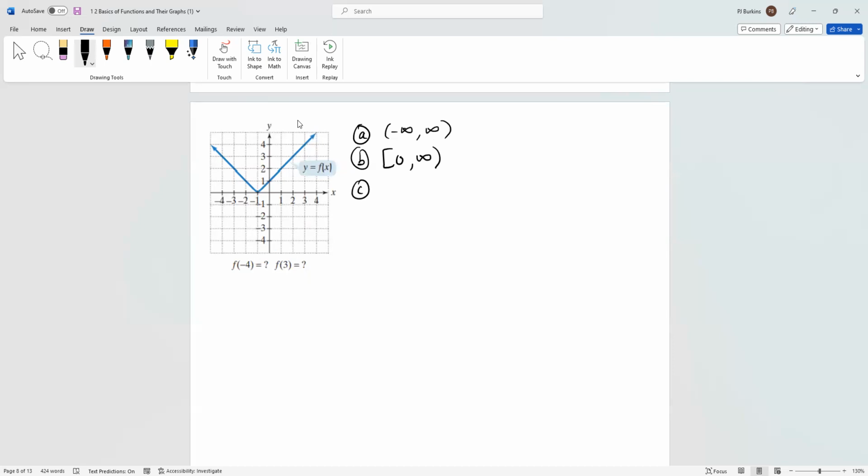Then x-intercepts, well, it only touches the axis at one point. It is at (-1, 0). It touches the y-axis at one point. That is (0, 1).